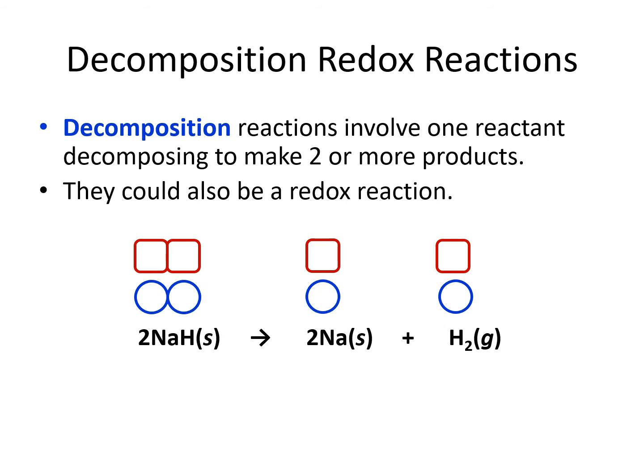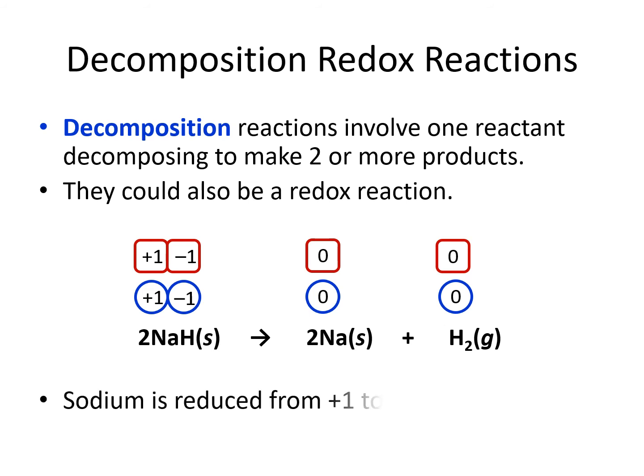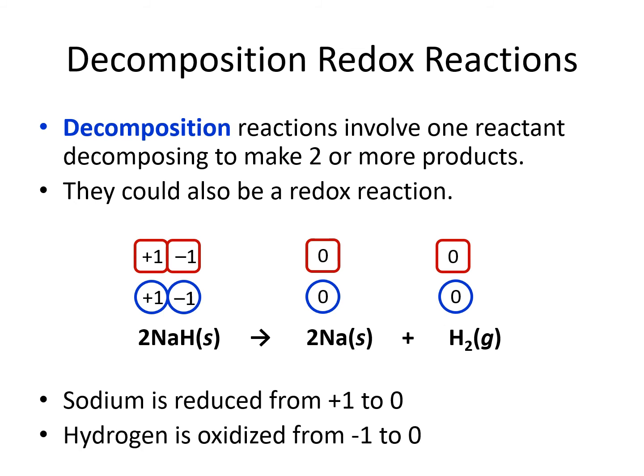Sodium, again, is highest priority in the list since it's in group 1A. It gets its +1. There's one sodium, so that makes a total contribution to charge of +1. The hydrogen must be a -1, since the compound is neutral. On the right side of our arrow, we have elemental sodium, which is 0, and elemental hydrogen, which is 0. The sodium is going from +1 down to 0, so it is being reduced. And hydrogen is going from -1 up to 0, so it's being oxidized.